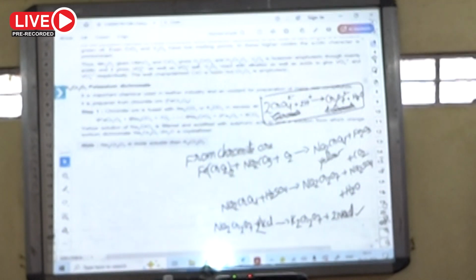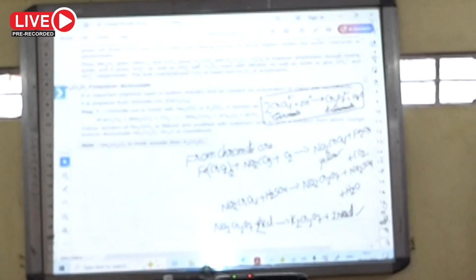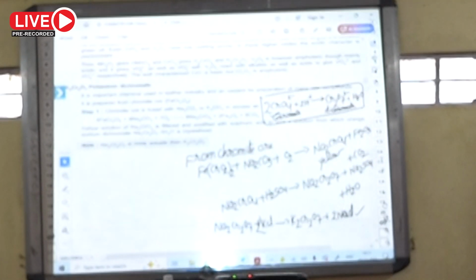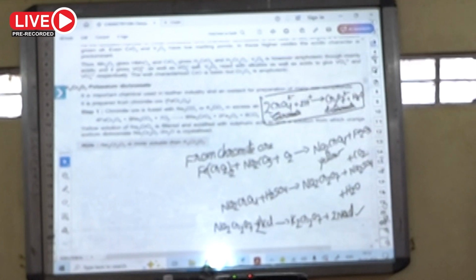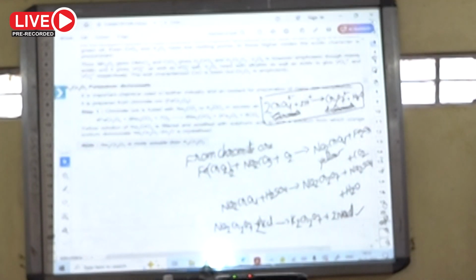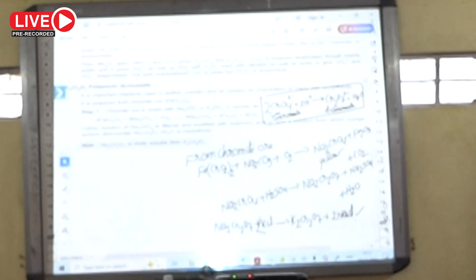3 steps important. You can't escape because these are given in your textbook. We have to follow the textbook. Preparation of dichromate is there. 3 steps. First, chromite ore is fused with sodium carbonate in the presence of oxygen. You will get yellow color sodium chromate. Sodium chromate in acidic medium converts into sodium dichromate. Sodium dichromate is converted into potassium dichromate. 3 steps.